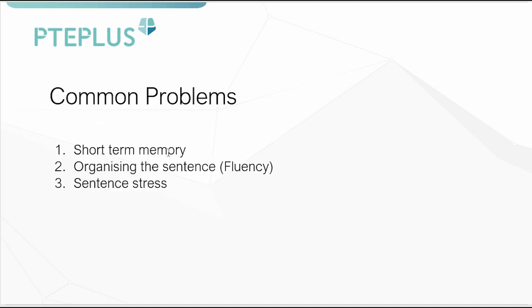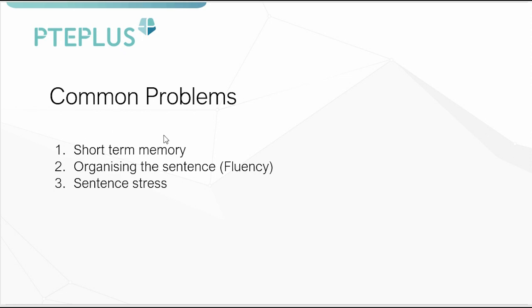So here are some common problems that students face in the repeat sentence category of the PTE test. First of all, like we said, a lot of students will think it's to do with your short-term memory. In reality, it's not. But there is obviously an aspect and component to it where you do have to try to memorize the content. And there are some simple techniques to help you overcome this and be able to achieve maximum marks.